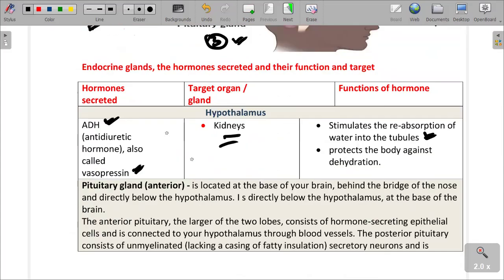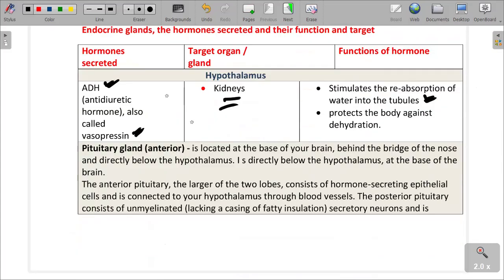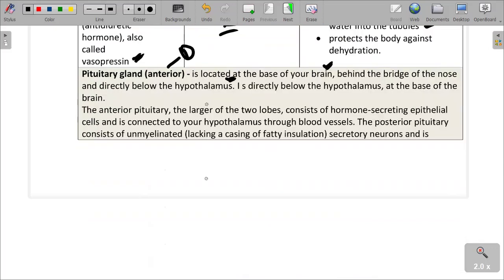In the diagram above, we've got the anterior lobe and the posterior lobe. The pituitary gland has those two. The anterior lobe is located at the base of the brain, behind the bridge of the nose and directly below the hypothalamus. It's the anterior pituitary, the larger of the two lobes.